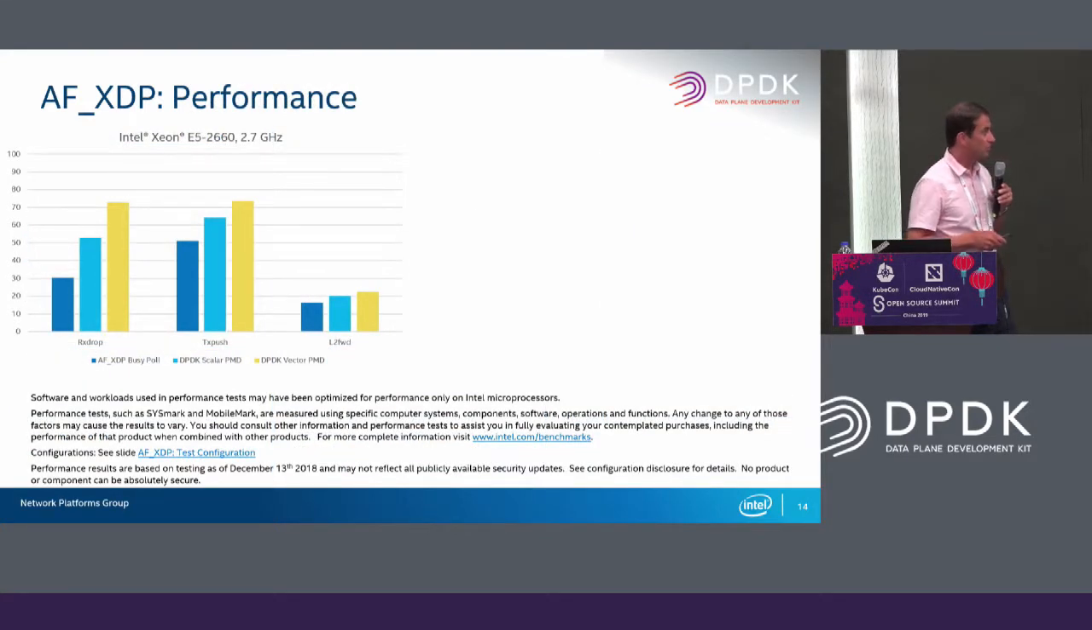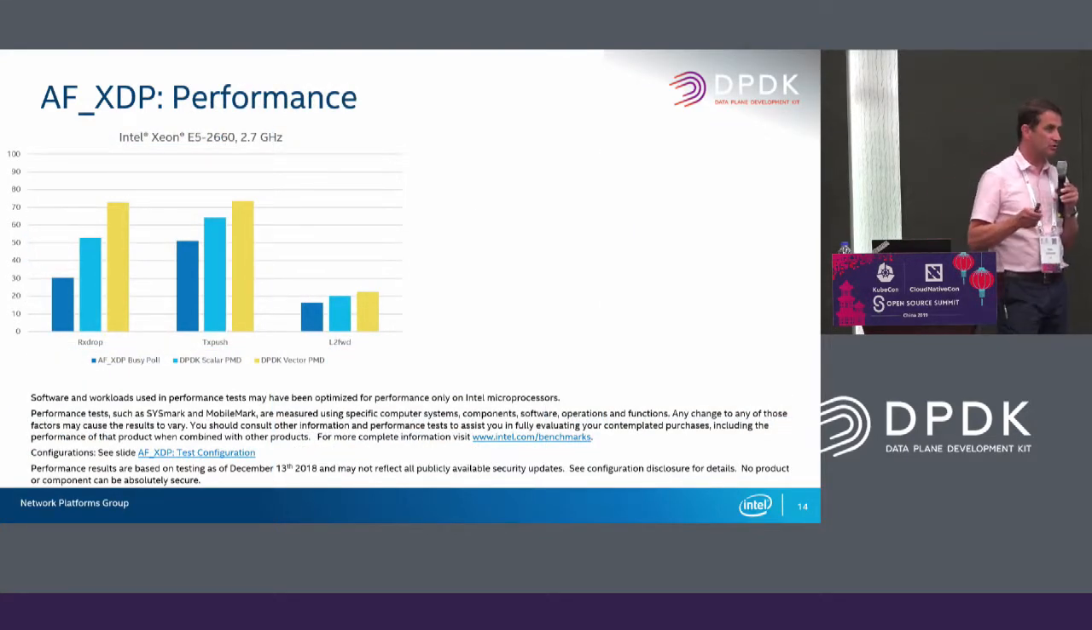And in terms of performance then, there are two sets of performance data. This one is an E5-2660, so that's the CPU generation known as Broadwell. If you look at L2 forward, the dark blue bar is AF_XDP. The lighter blue is the DPDK scalar PMD, and the yellow then is the DPDK vector PMD. So you can see for that simple use case, there isn't a huge difference between AF_XDP and the DPDK scalar and vector PMDs.